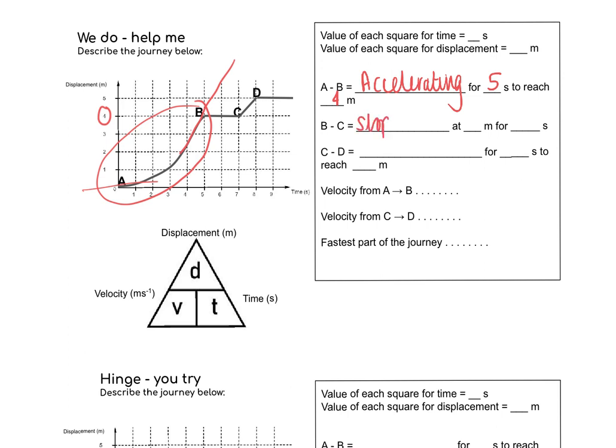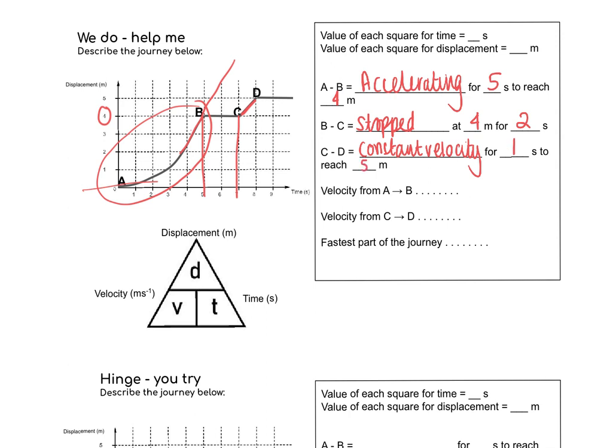B to C is a flat line. It's stopped at 4 meters where it reached and it stays there from 5 till 7. So that's 2 seconds. And then C to D, we've got a really tiny straight line here, a straight incline. So that's going to be a constant velocity. And it's going to be for 1 second and then it reaches 5 meters at the end.